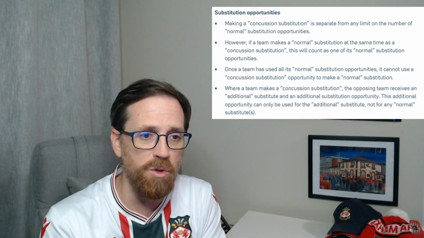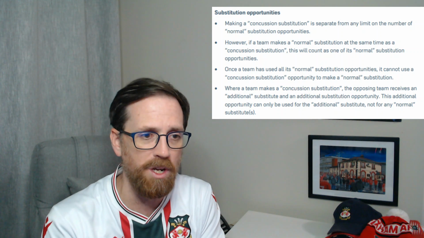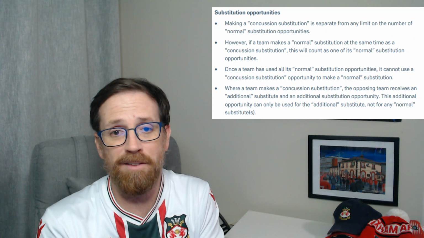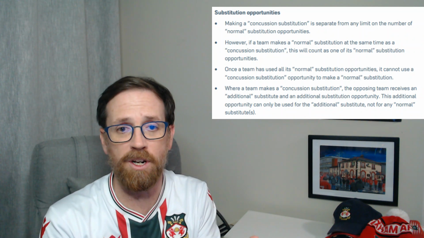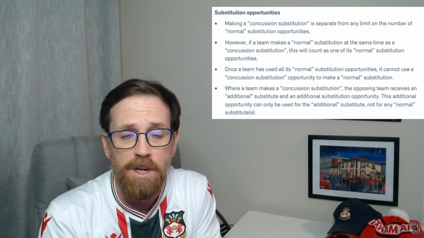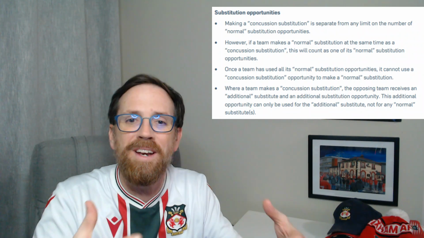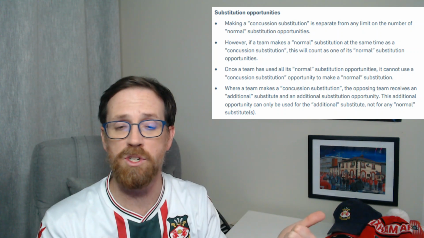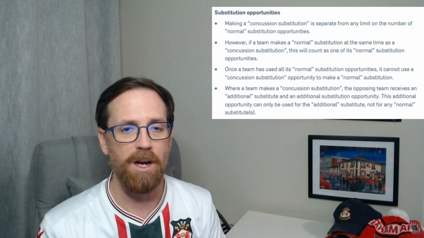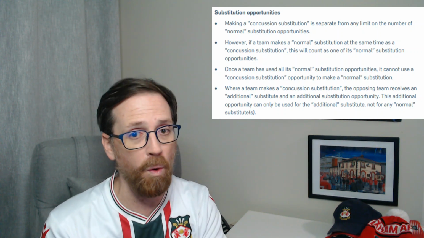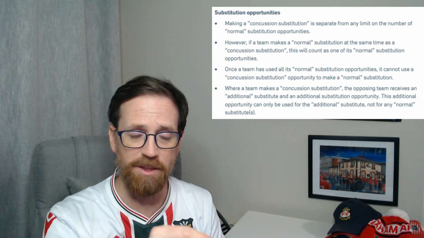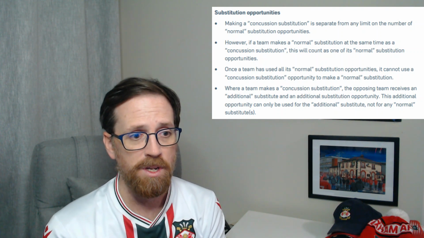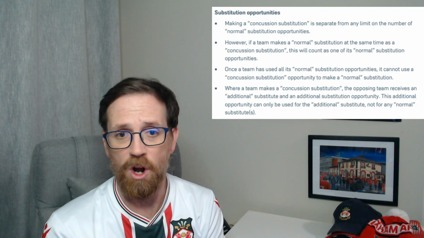Once a team has used its normal substitution opportunities, it cannot use a concussion substitution opportunity to make a normal substitution, which makes sense. If you're going to have somebody come in to replace someone during a concussion substitute or an additional substitute, you can't just use that extra window to call an extra player off the bench and have them run out too. If you've used your windows and you haven't used all of your subs, you can't dig off the bench. We're just looking to replace the injured player, or for the additional substitutes, and this is the last item on the substitution opportunities. Additional substitutions can only be used for an additional substitute and not a normal substitute.